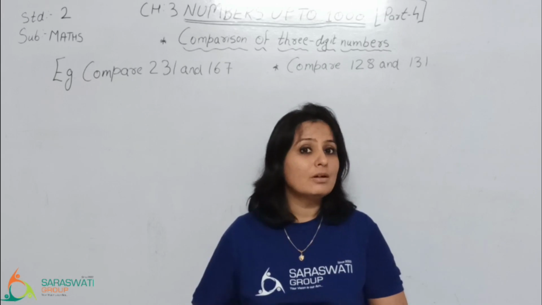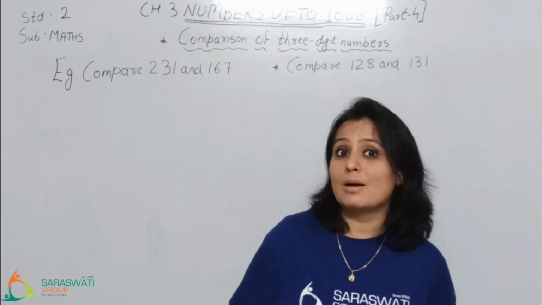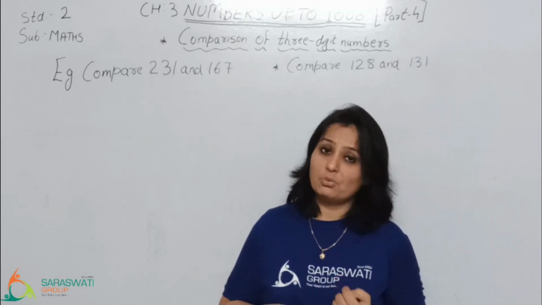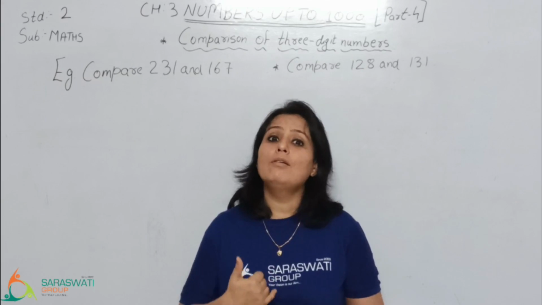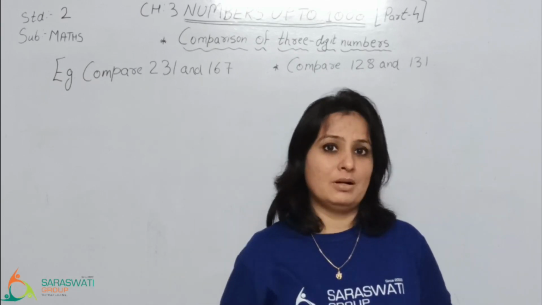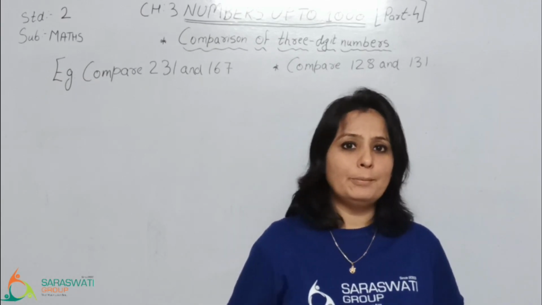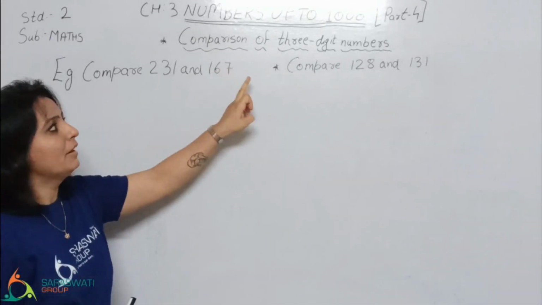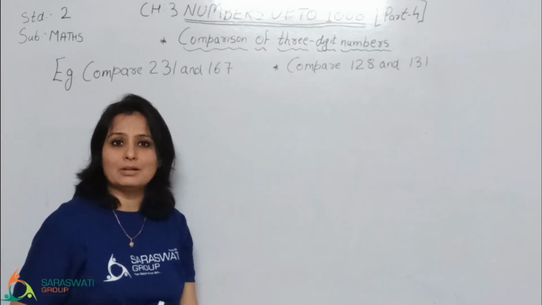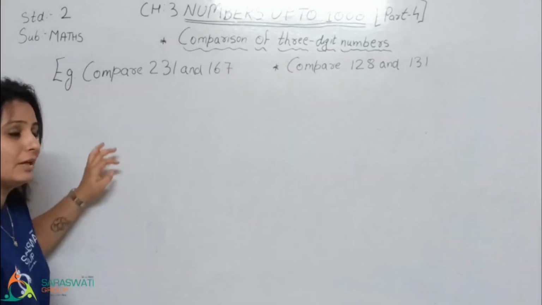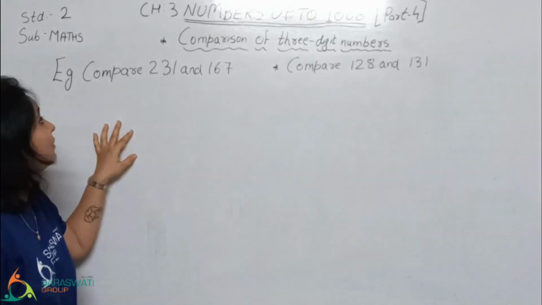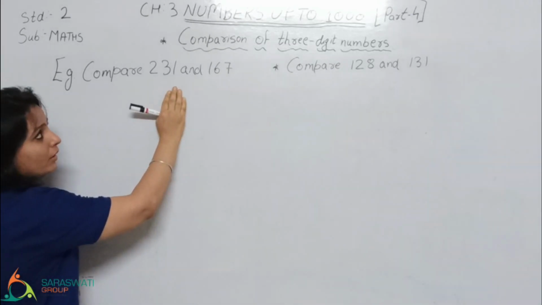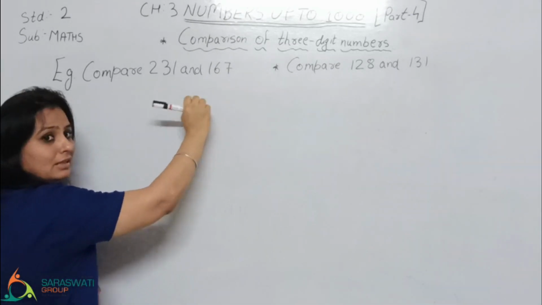Yes, what we are going to learn? Comparison. You already know what is comparison. We have already learned comparison of 1-digit and 2-digit numbers, right? Similarly, today we will compare 3-digit numbers. Okay, so let's begin. You can see, children, I have written the name of the topic, comparison of 3-digit numbers. First of all, I have taken an example from the book itself. The example is compare 231 and 167.